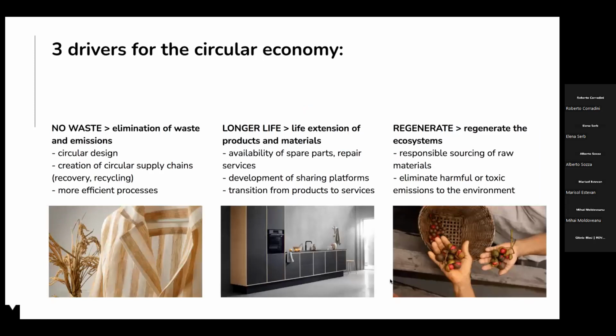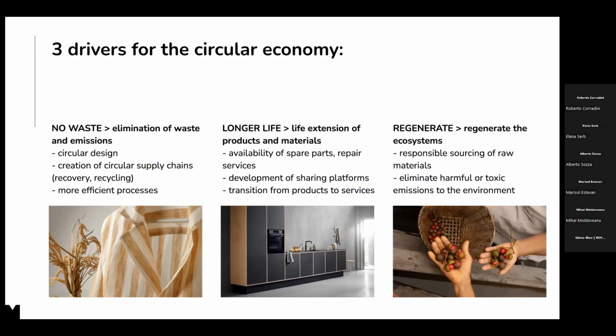So what are the three main drivers of the circular economy? The first is elimination of waste and emissions by means of circular design, of the creation of circular supply chains that would include recovery and recycling, and by making more efficient processes.